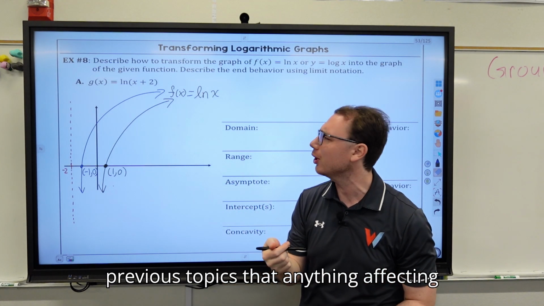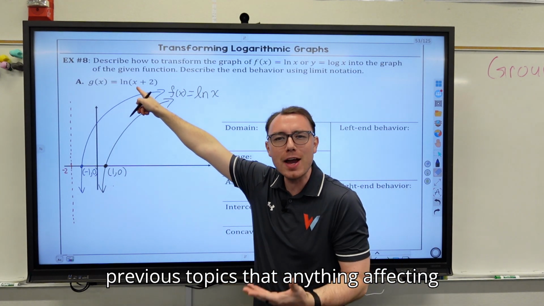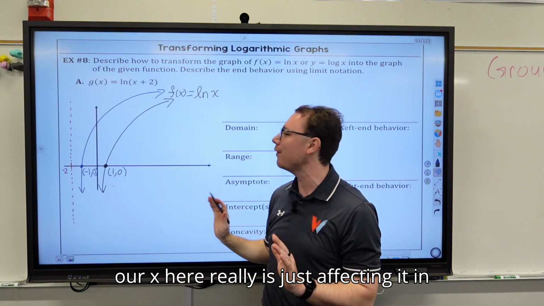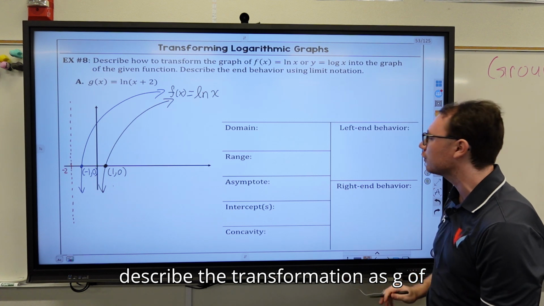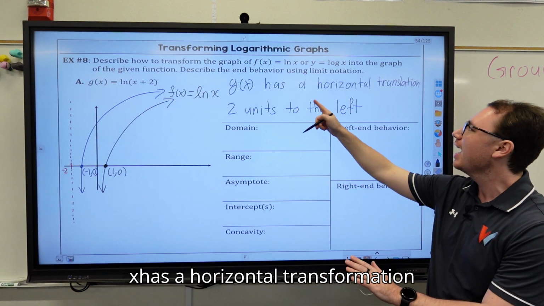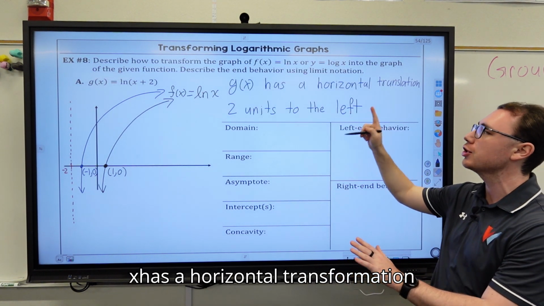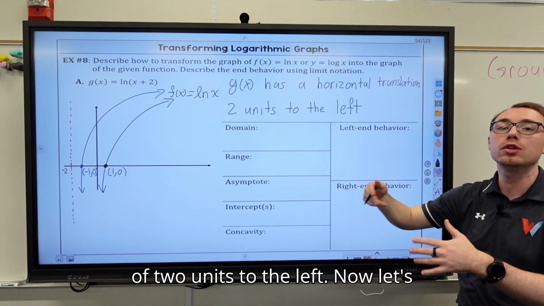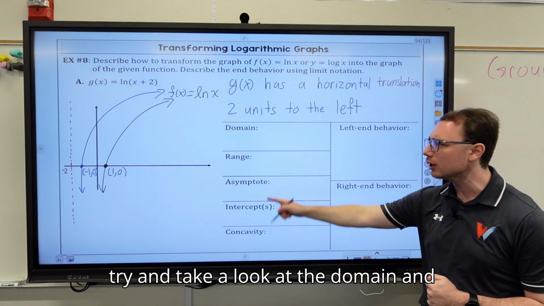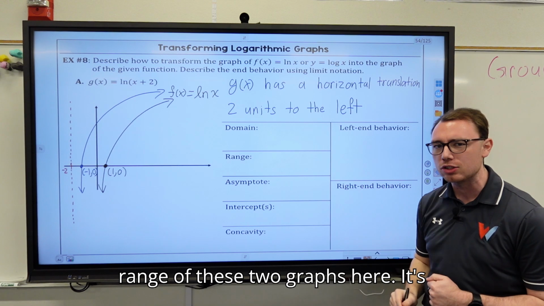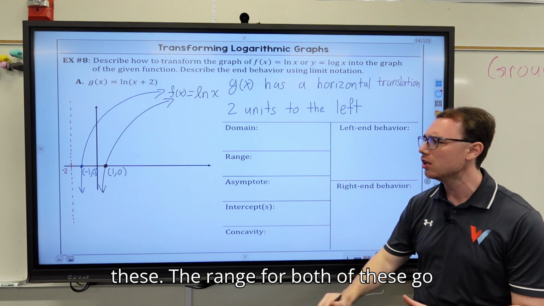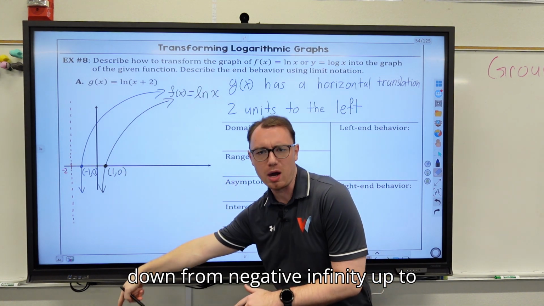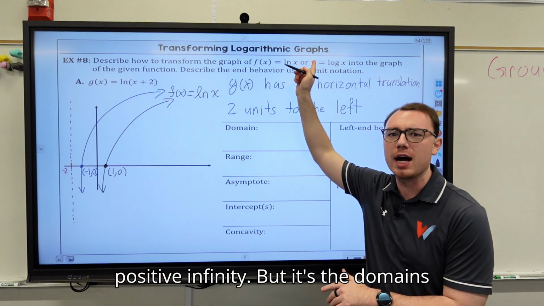We know from previous topics that anything affecting our x is really just affecting it in a horizontal sense. So we can describe the transformation as g of x has a horizontal transformation of 2 units to the left. Now let's take a look at the domain and range of these two graphs. It's pretty easy to see the range for both of these. The range for both goes from negative infinity up to positive infinity.